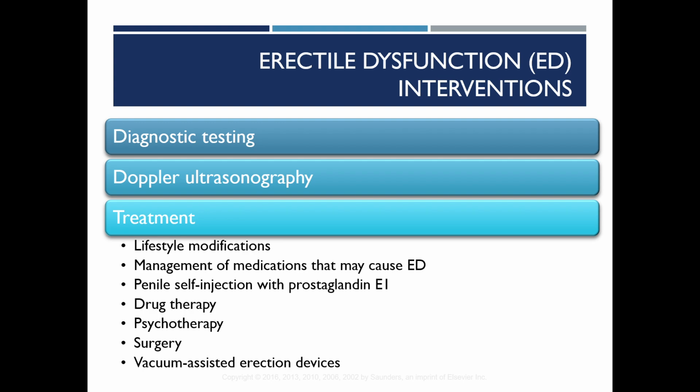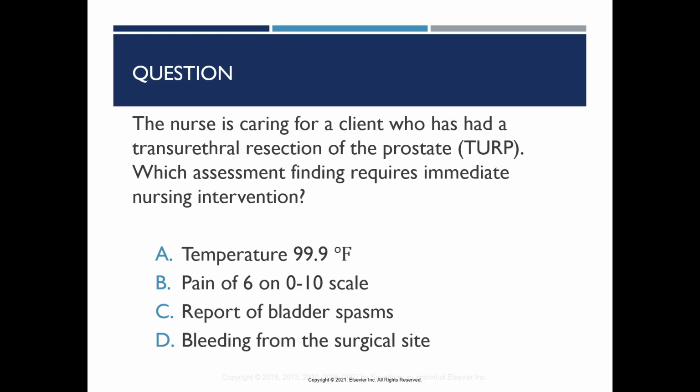All right, so then it talks about interventions. It says making lifestyle modifications and management of meds that can cause erectile dysfunction. They can get penile self-injections with prostaglandin E1, drug therapy, and psychotherapy. They could have surgery or maybe a vacuum-assisted erection device put in place. And then you have a question. The answer here is going to be D.